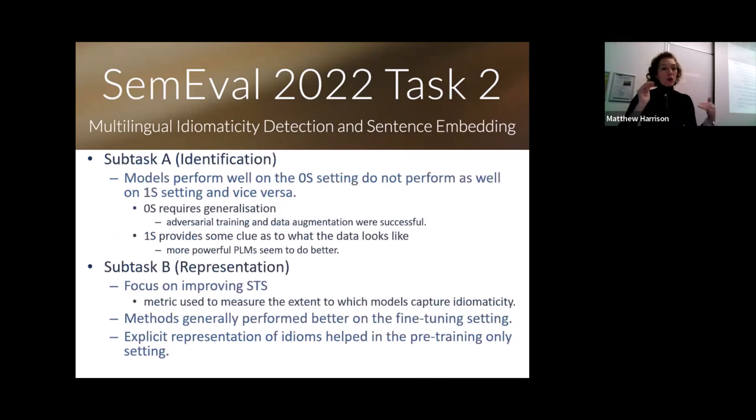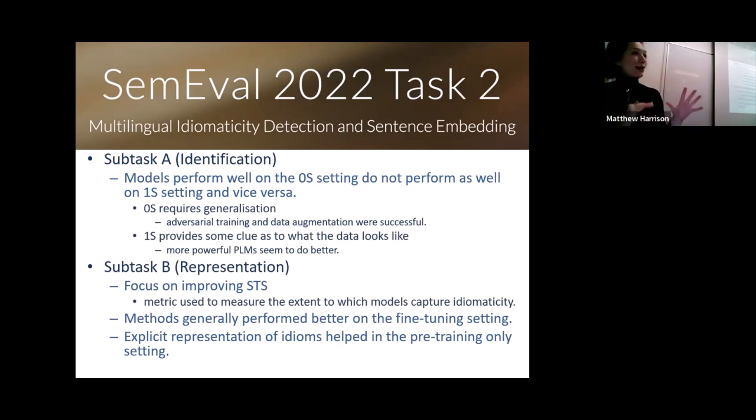What we found, which was really interesting as far as we are concerned, is that the teams who did well in task A didn't do so well in task B, and the teams who did well in the zero shot didn't do so well in the one shot.